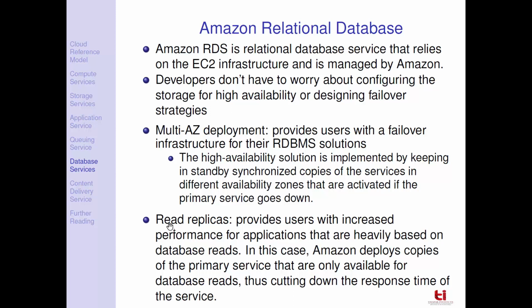Then the second option is read replicas. It provides the users with increased performance for applications that are heavily dependent on database reads. In this case, Amazon deploys copies of the primary service that are only available for database reads, thus cutting down the response time of the service. That is, if it is taking a lot of time for this particular action, then it can be done in parallel. Multiple copies are created, which are only for database reads. Thus the response time of the service reduces.